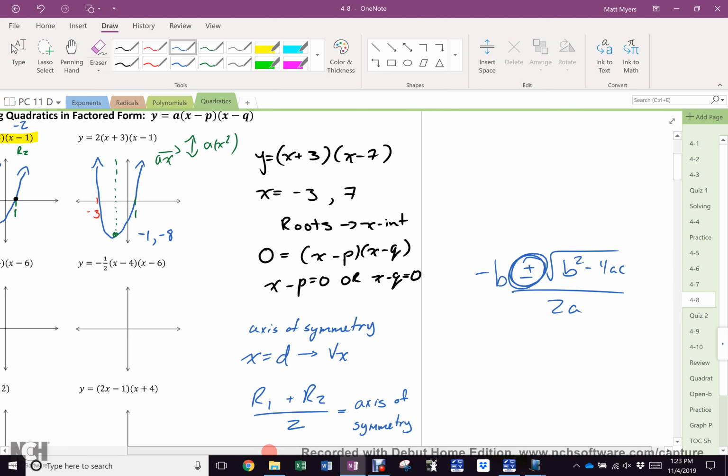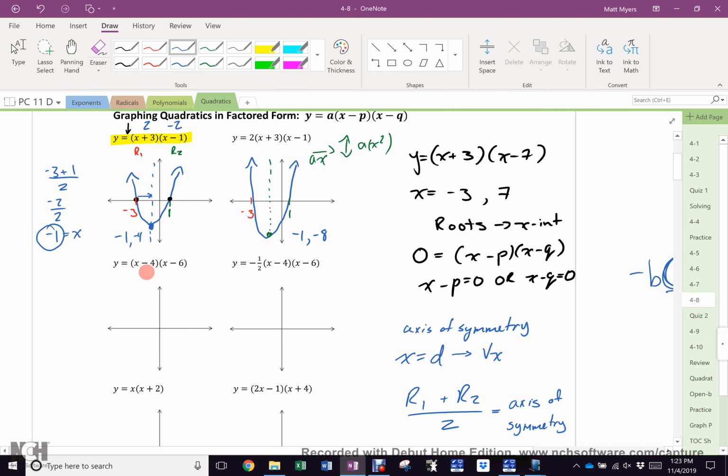Okay. Look at this question. What are my roots? My roots are positive 4 and positive 6.